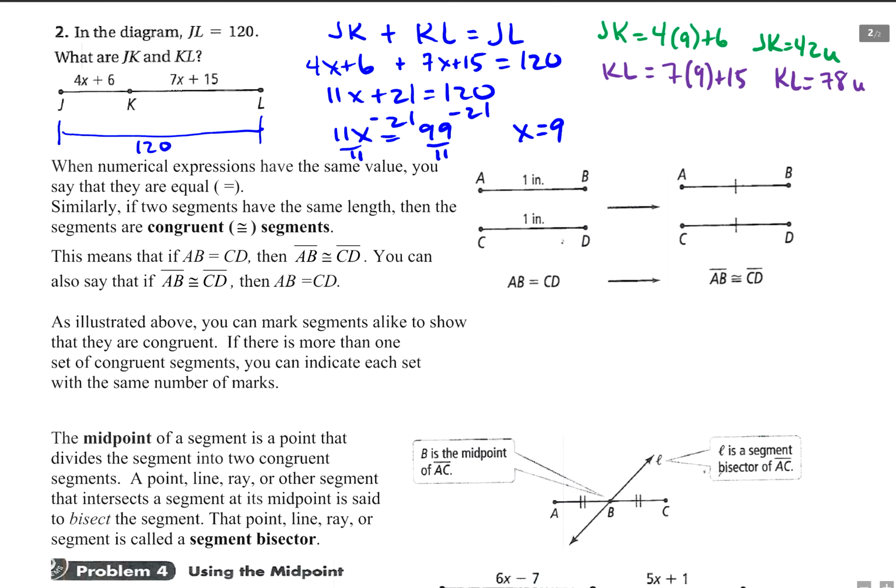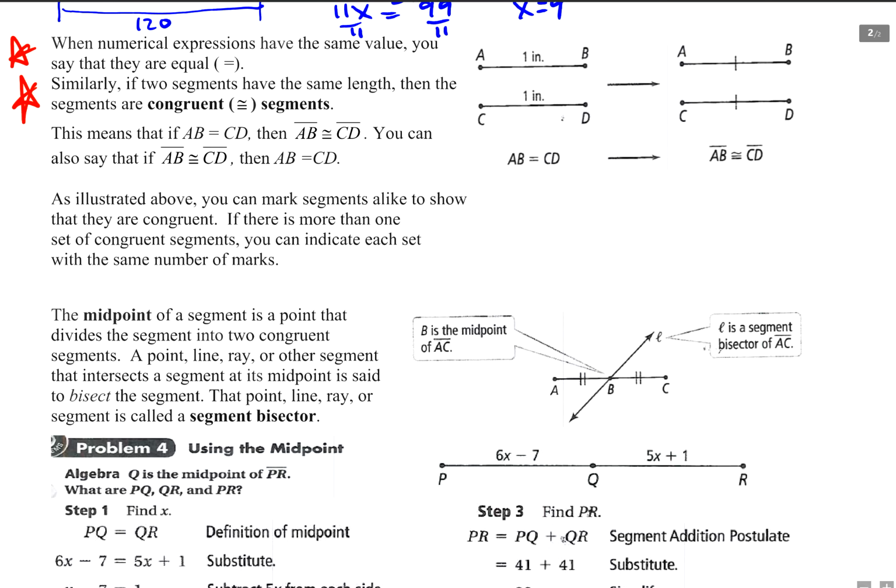All right. Ooh, we got good stuff coming up here. Big red stars here. New ideas. When numerical expressions have the same value, we say they are equal. So, like when we were talking about absolute value, if I travel from 0 to 3, I have gone 3 units. If I travel from 0 to -3, I have still gone 3 units. Those segments are equal. They both have a length of 3 units.